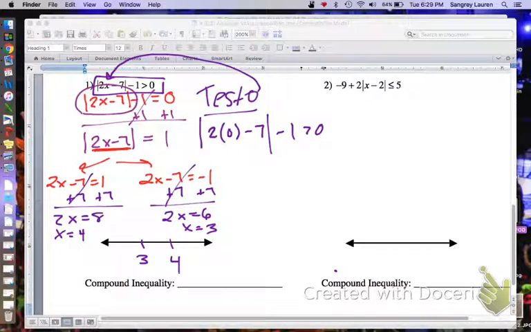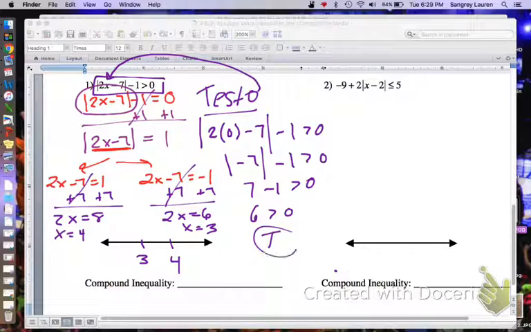Now, I showed you how to use the calculator. So if you want to get the absolute value in your calculator, and then type 2, parentheses 0, close parentheses, minus 7, close the absolute value, minus 1, you'll be able to figure out what that side equals just from the calculator. If not, you're going to have to do it by hand. So 2 times 0 is 0. 0 minus 7 is -7. Absolute value of -7 is 7. 7 minus 1 is 6. So is that bigger than 0? That is true. That means we shade toward 0.